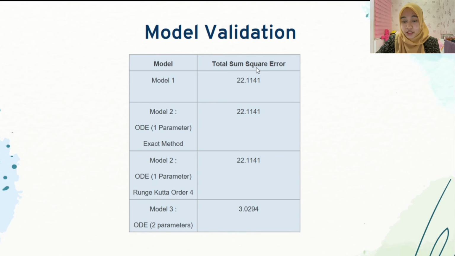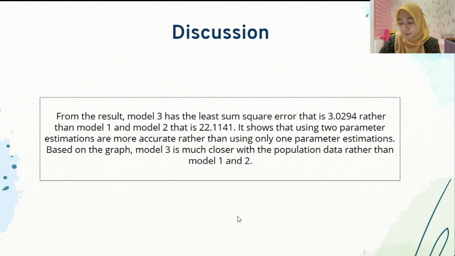If you look at the total sum square error, Model 3, the ordinary differential equation with two parameters, has the least total sum square error compared to Model 1 and Model 2, which use the exact method and also Runge-Kutta order 4. From the result, Model 3 has the least sum square error, that is 3.0294, compared to Model 1 and Model 2, that is 22.1141. So it shows that using two-parameter estimation is more accurate than using only one parameter. Based on the graph, Model 3 is much closer to the population data than Model 1 and Model 2.